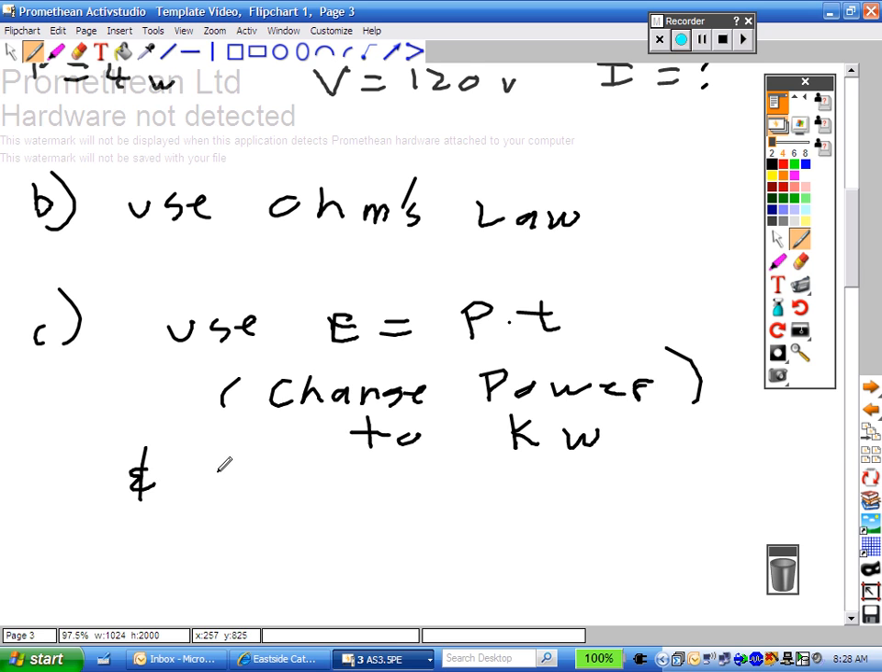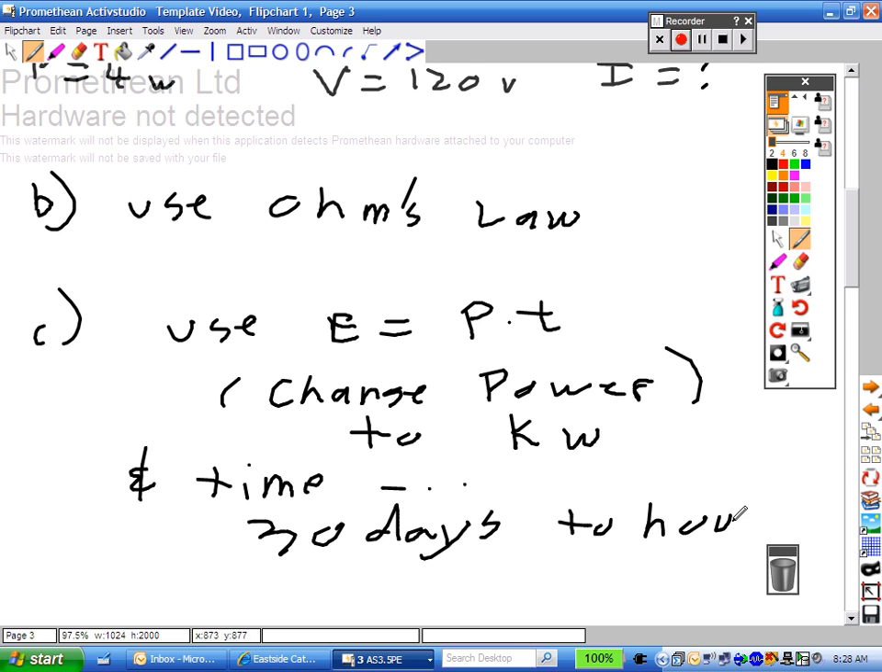And how about the time? 30 days should be changed to hours because you get charged for kilowatt hours at your house. I think that should do it.